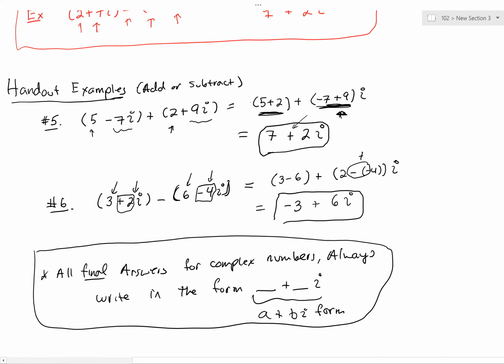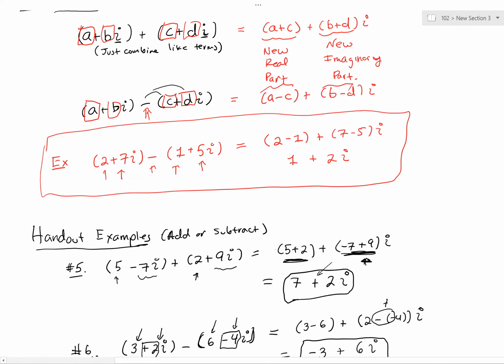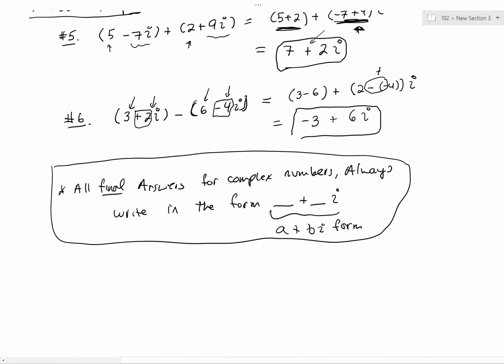So I hope those examples were clear. You could always, again, rewind, retry, and I'll leave it at that. Try out the homework questions, and of course, come with questions in class.